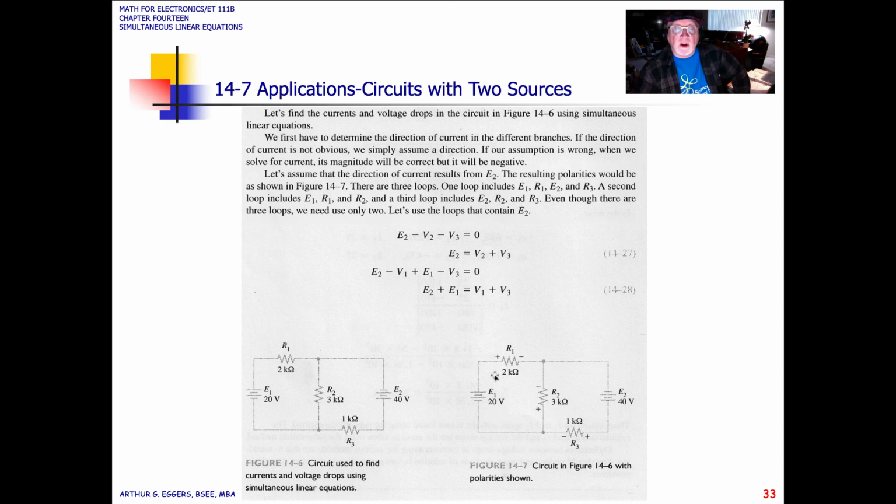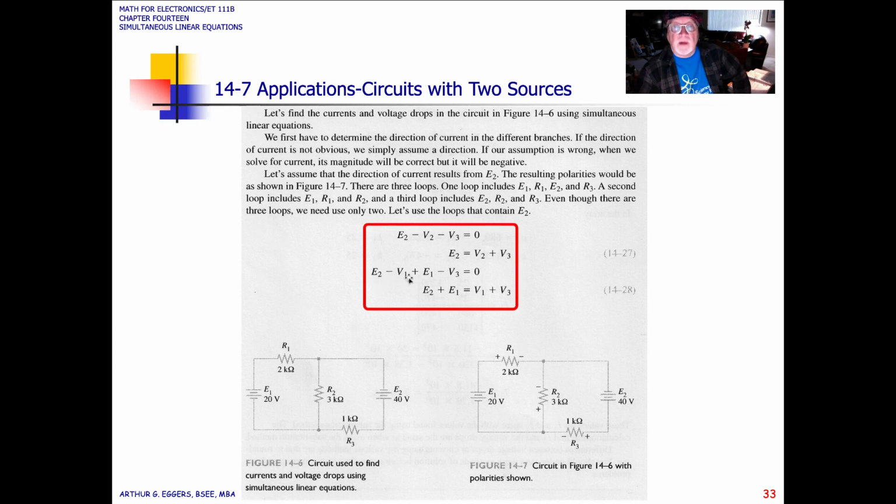So we're going to determine our current flow and stick with it throughout our analysis. Even though there are 3 loops, we need only use 2. Let's use the loops then that contain E2. Okay, so we're only going to look at the loops that contain the source on the right side. So the source on the right side, E2, minus the voltage drop across R2, minus the voltage drop across R3, and set that equal to 0. So we've created this loop on the far right side. Rewriting the expression then, E2 is equal to V2 plus V3.